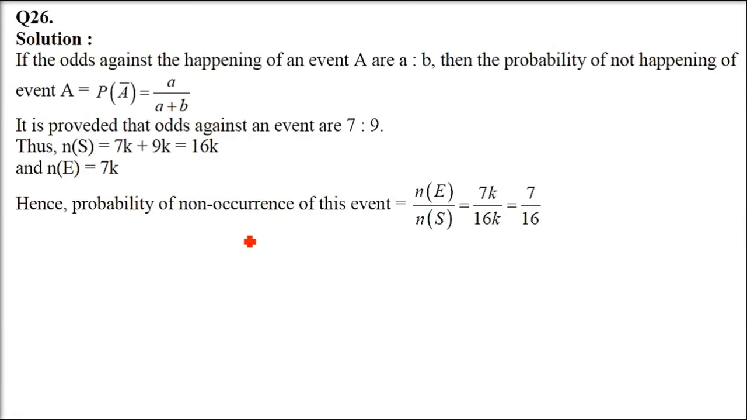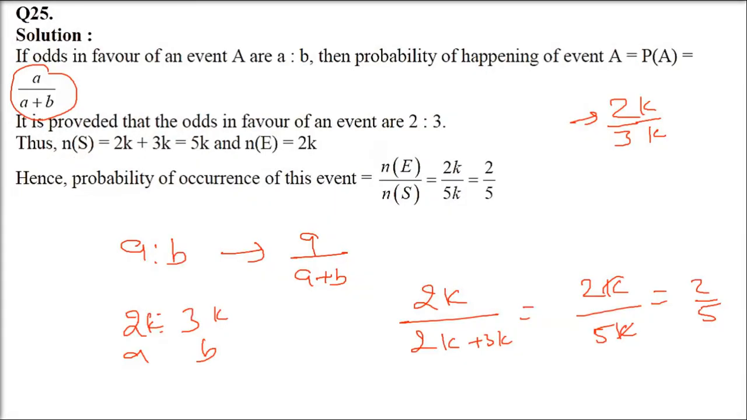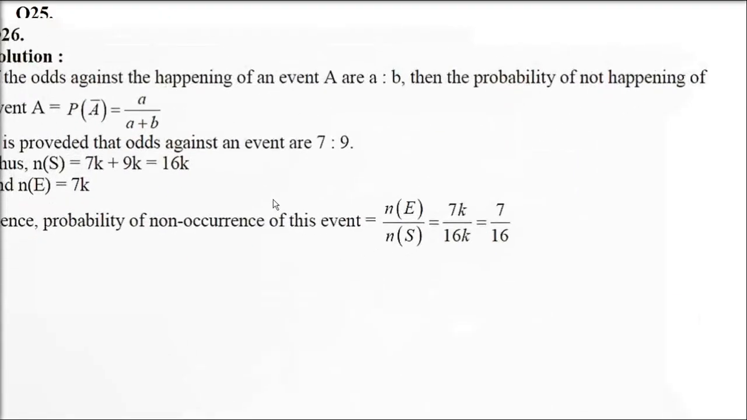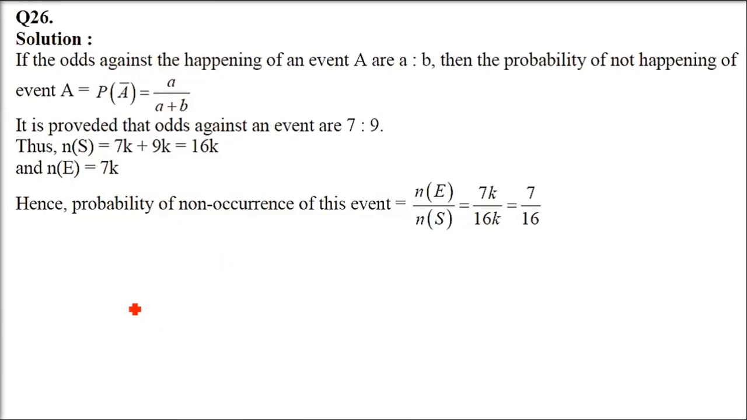Now this is a kind of negation question of the previous one. If odds against an event are 7 is to 9, find the probability of non-occurrence of this event. So it is saying odds against, it is not saying odds in favor, it is against. So the same formula we are going to use, because it is saying odds against are 7 is to 9 and probability of non-occurrence. It's the same thing we are going to do, A by A plus B. Not is negation only, so it is the same as the previous one.